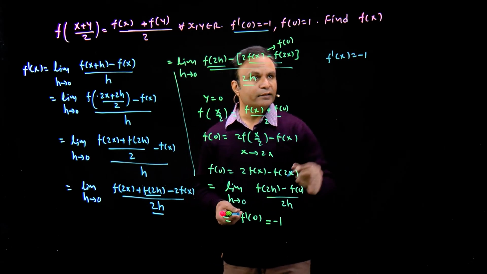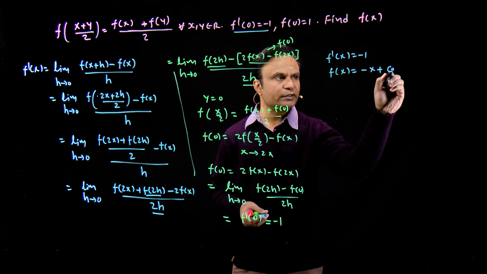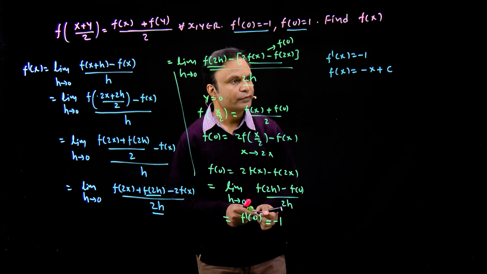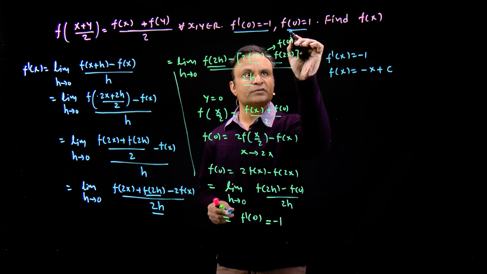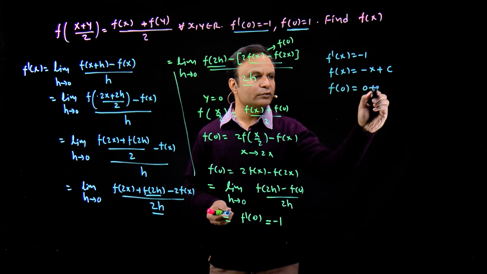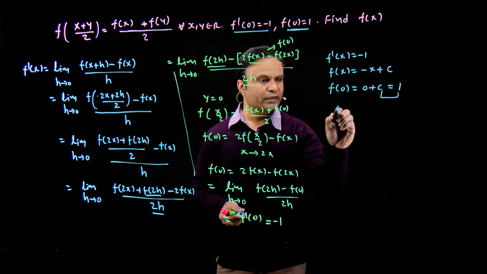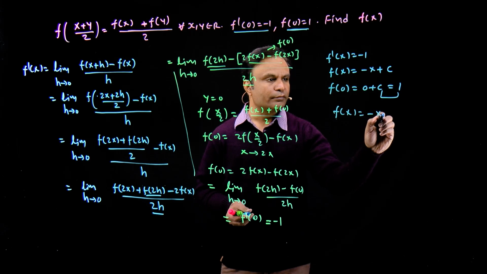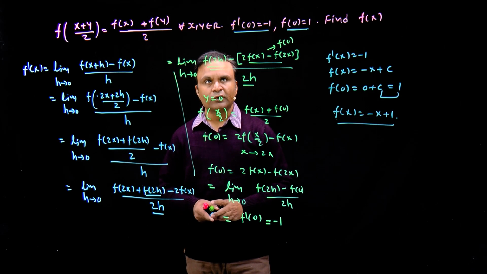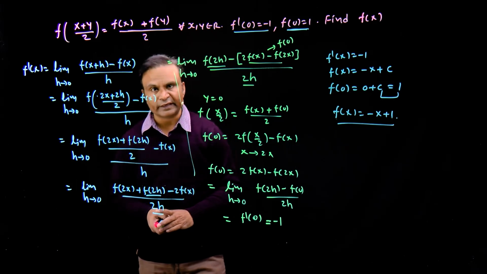F dash x is there, I can integrate, so I get fx is equal to minus x plus c, where c is constant of integration. Okay, and we can get the value of c by putting x is equal to 0, because we have here f of 0 is equal to 1. So f of 0 is equal to 0 plus c, so c is equal to 1. So function fx is equal to minus x plus 1. Okay, so this is first method in which we are using first definition of derivative.